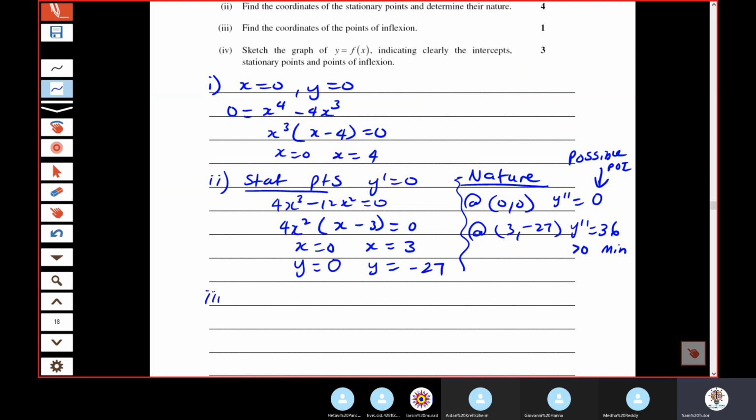Part iii. Find the coordinates. See how it just says that? Find. And it's worth only 1 mark. So everyone's like, but it just said find, so I found it. No, prove it. If you don't prove it, you lose a mark. You don't get that mark.